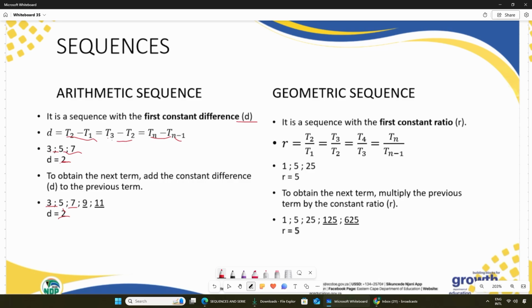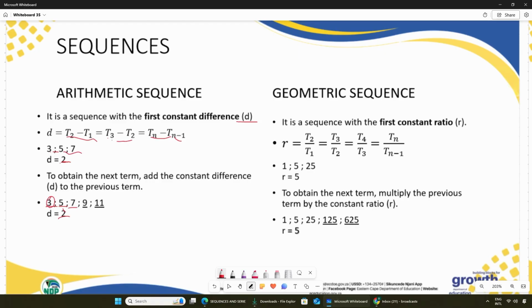You can see that the first term, which was 3, to get 5, we added 2. That simply means it was 3 plus 2, that is 5. 5 plus 2 is 7. 7 plus 2 is 9. 9 plus 2 is equal to 11.